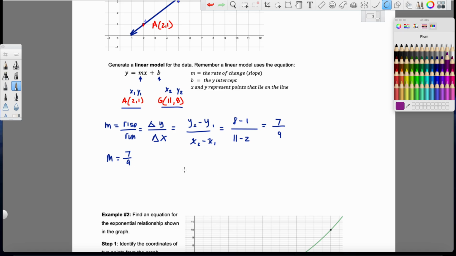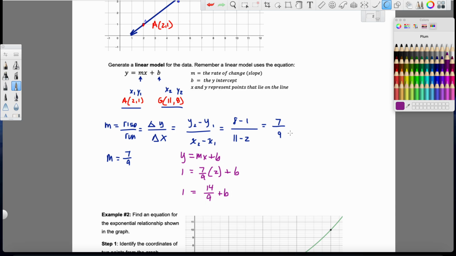Let's use a different color. So I've got y equals mx plus b. Let's put in 1 for y. I've got 7/9 for my slope. And x here is 2. Make sure you use the same x and y from the same point. So I got 1 equals 14/9 plus b.